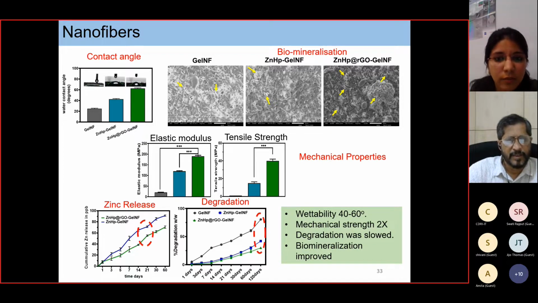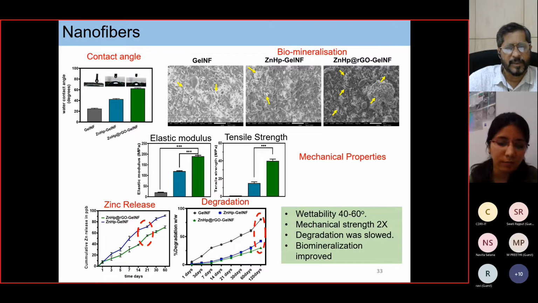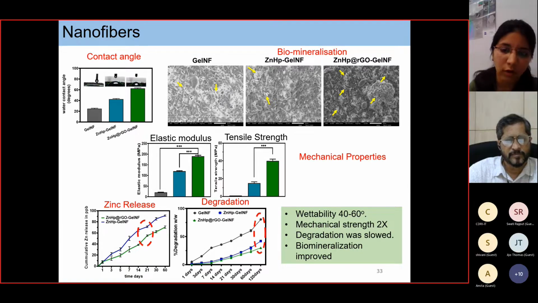So we were checking how the elongation was taking place and at what point it was breaking. Okay.